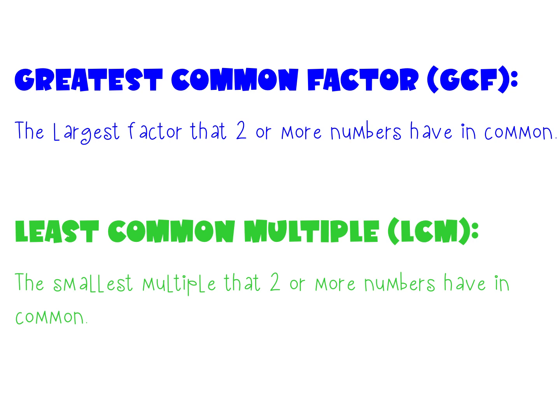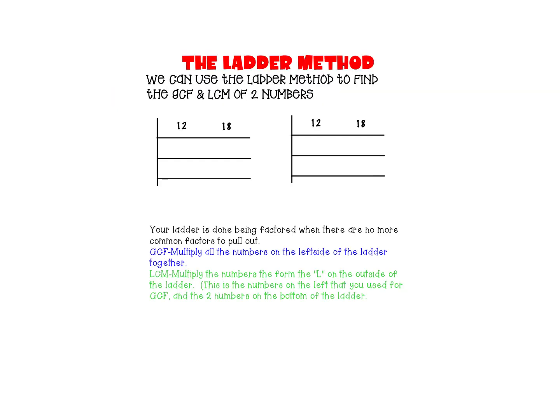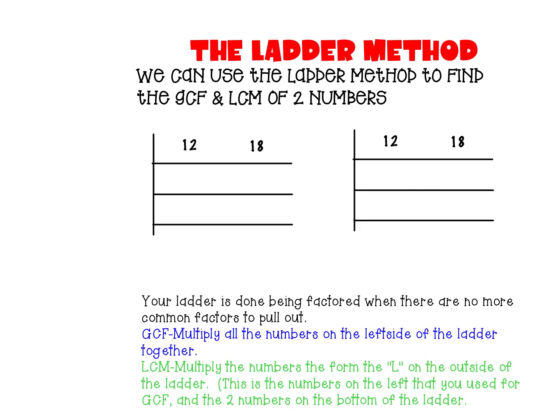So I could list out multiples of 10, 20, 30, 40, 50, 60, 70, 80, and then list out multiples of 35, 70, 105, 140. Whew, that could get exhausting. And figure out what's the smallest multiple that they both shared. That's what least common multiple is. Okay? So let me show you a process that works for this. We're going to use something called the ladder method.